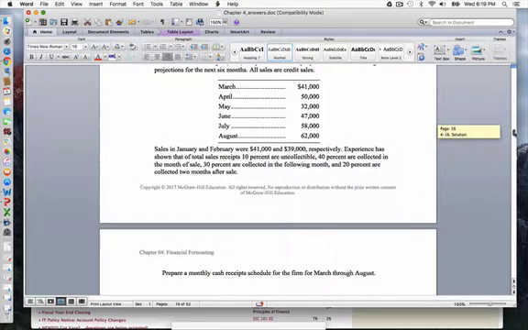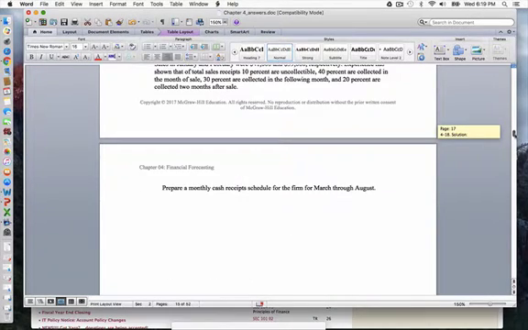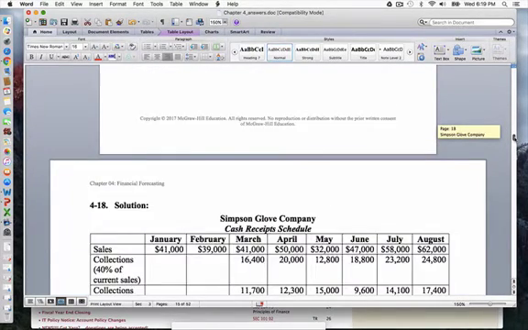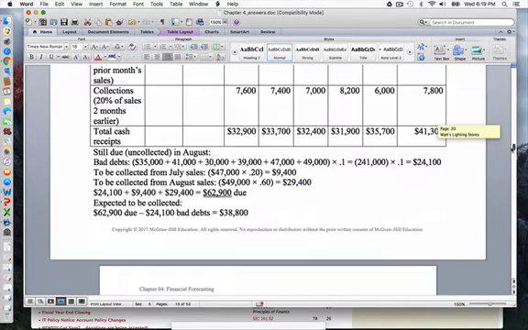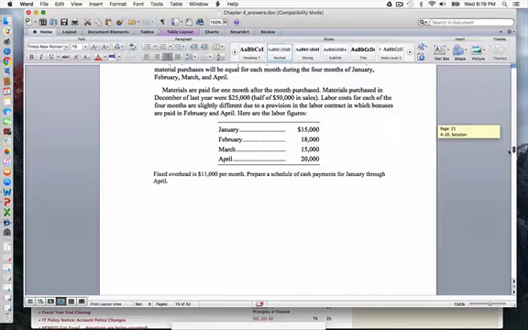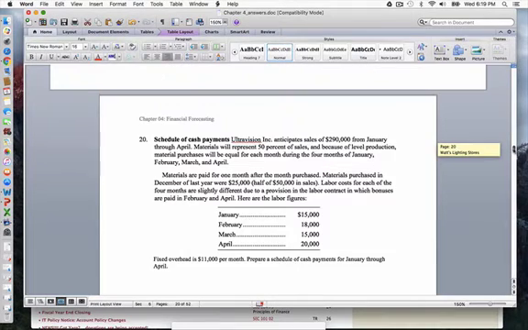Let's do one on cash payments. You're going to do the next ones on receipts like the one we just did. And let's find one on cash payments. What about this one here? Let's see, that's on cash payments, yes.